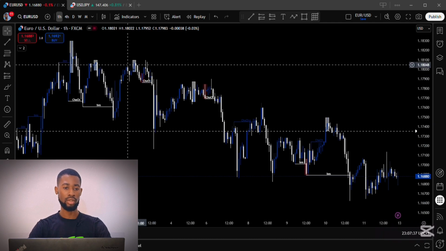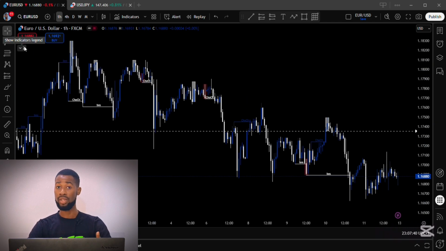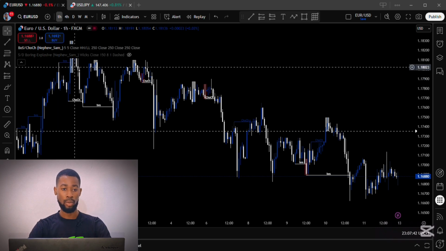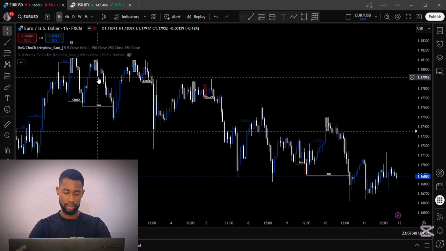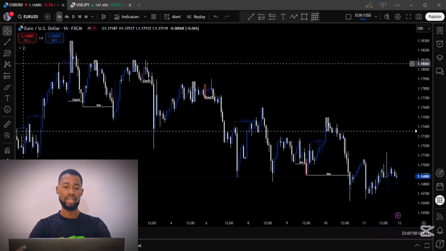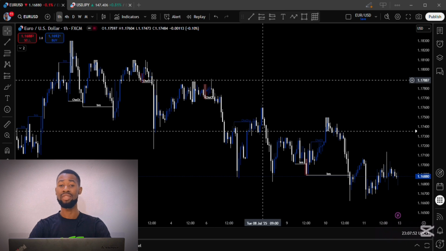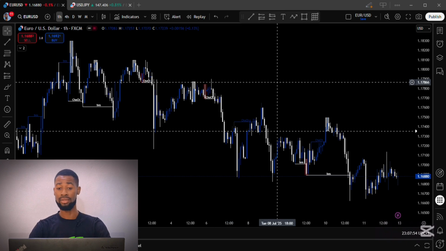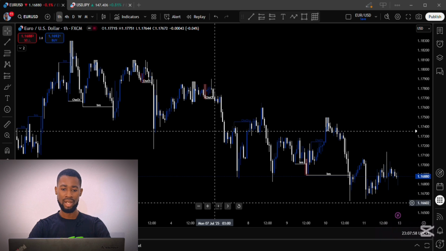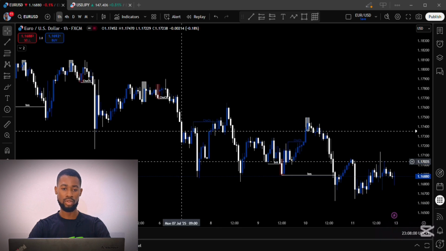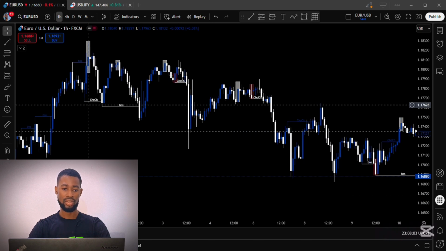The first thing you want to do, personally what I do, is I use my number one indicator, which is the BOS and CHoCH by Nephew Sam. Now people might tell you you don't need indicators, you can read price action just like that. Yeah, that's true. But at the same time, you can see how much faster I'm going to be able to do things, having indicators that match my trading strategy.